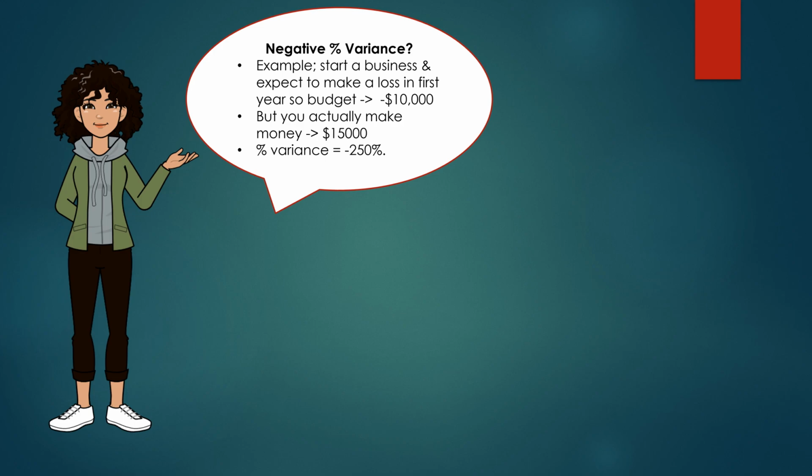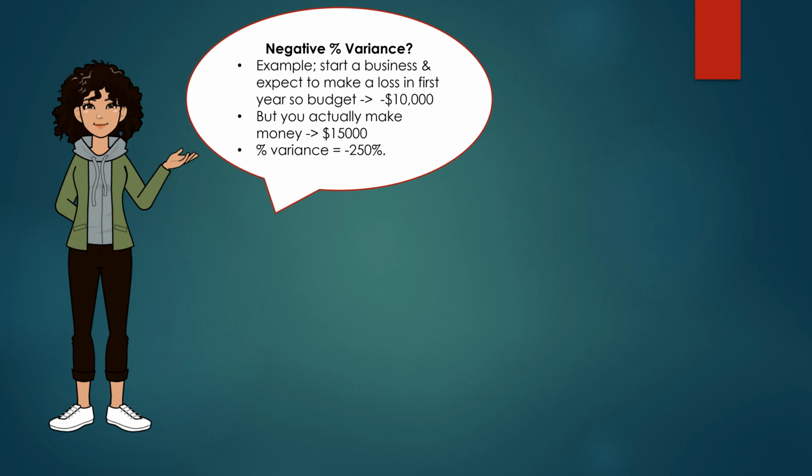For example, imagine you're starting a business and expect to take a loss during the first year. So you give yourself a budget of negative $10,000. But then after that, you actually made money and you earned $15,000. Calculating the percent variance between your actual revenue and the budgeted revenue will give you a negative 250%. You can't actually say that your percent variance is a negative 250% when you clearly made money.